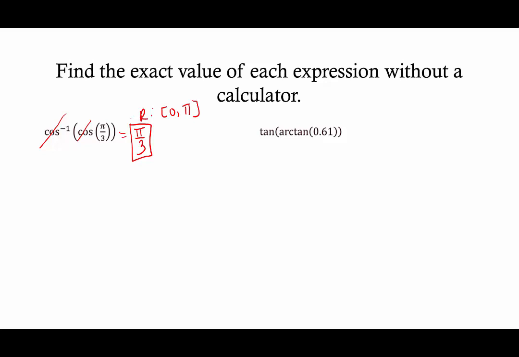Here we have tangent of arctangent of 0.61. Is 0.61 in the domain of arctangent? Well, yes, because everything is. Is it in the range for tangent? Yes, it is, because it's in between -π/2 and π/2. We have a winner, so that means that this will cancel with this, and we end up with 0.61. You might be saying, wait a minute, at the beginning you said there was a trick. But keep in mind here, everything worked out. What was in the domain was in the range of the inverse and vice versa.